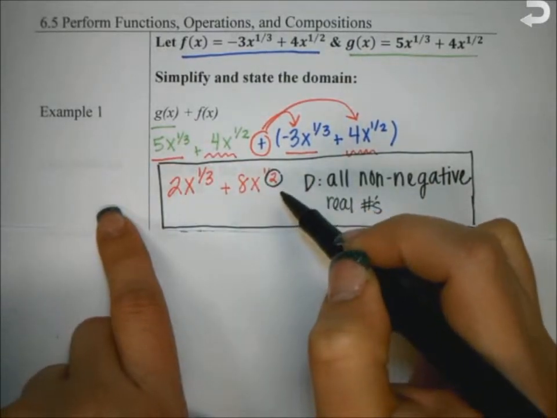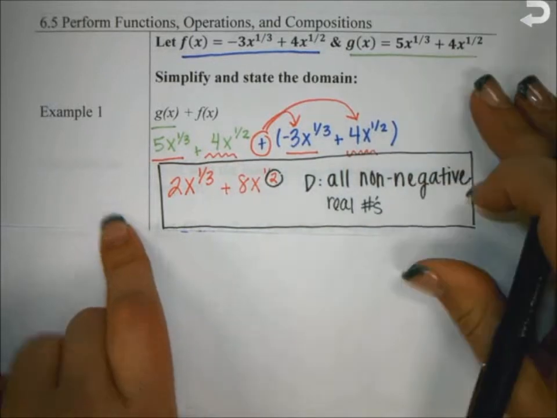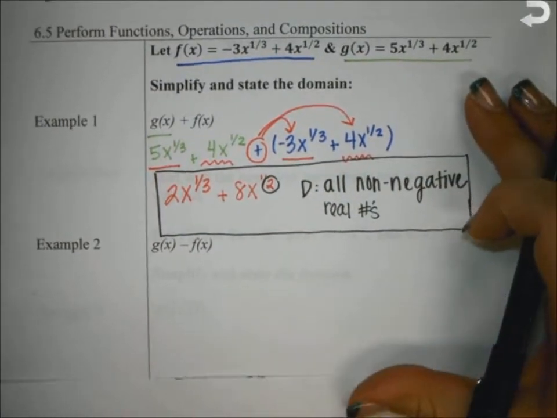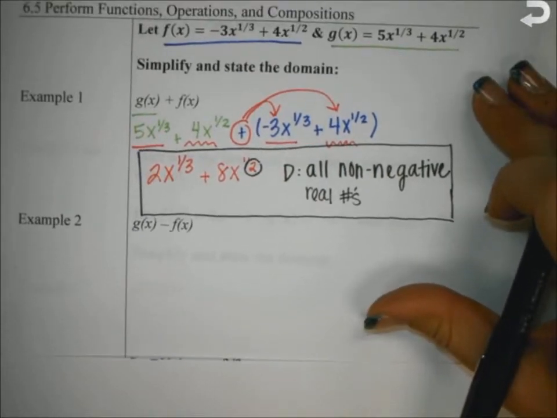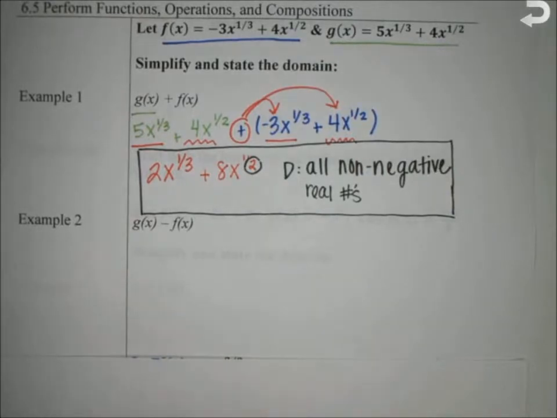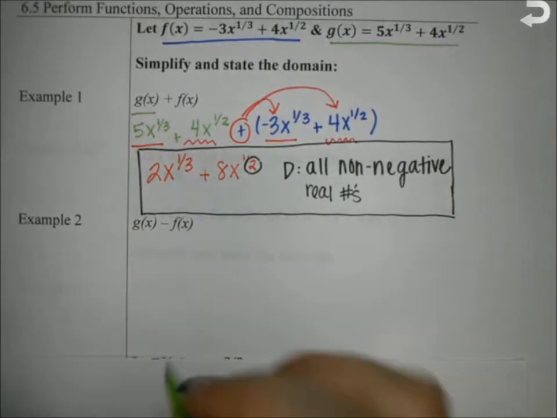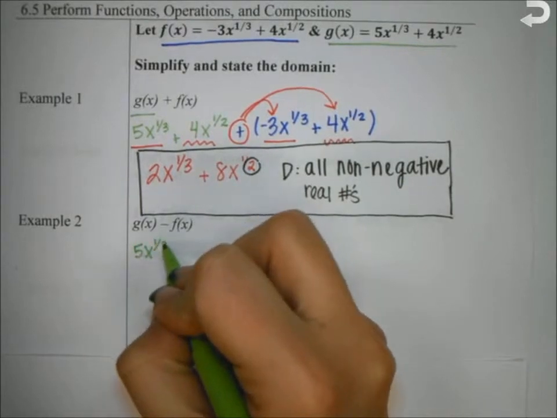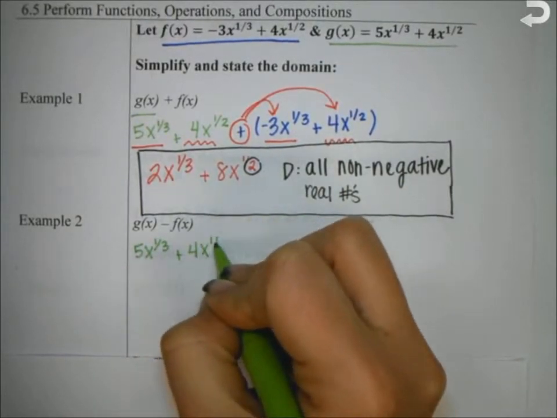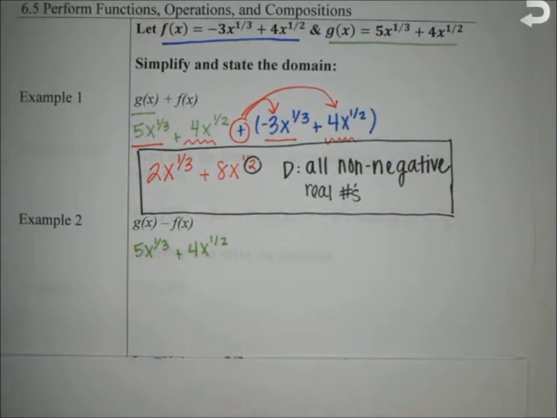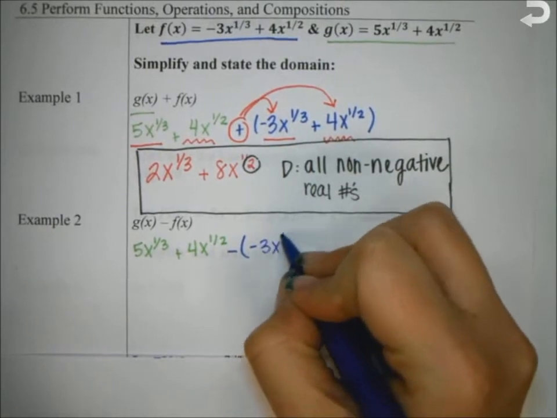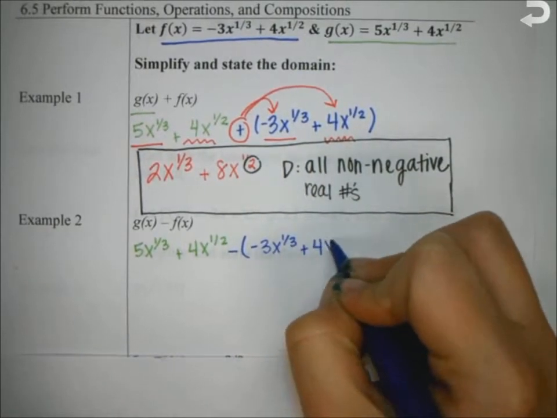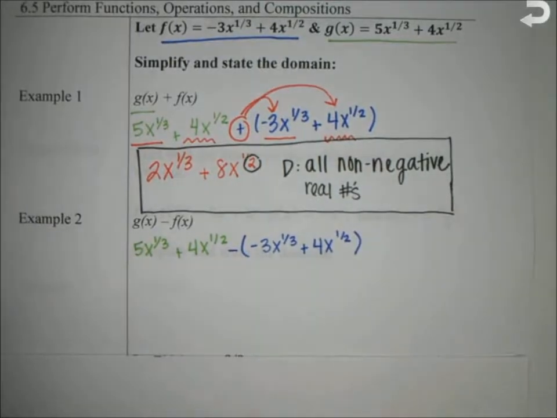g of x minus f of x. Okay, so we're going to use the same f of x and g of x. So this is going to be 5x to the 1/3 plus 4x to the 1/2 minus, this time, negative 3x to the 1/3 plus 4x to the 1/2. So what do I need to do first in this case? Good, distribute that negative. And then we just do the exact same thing.